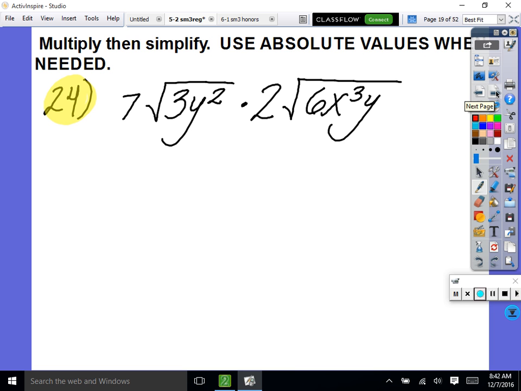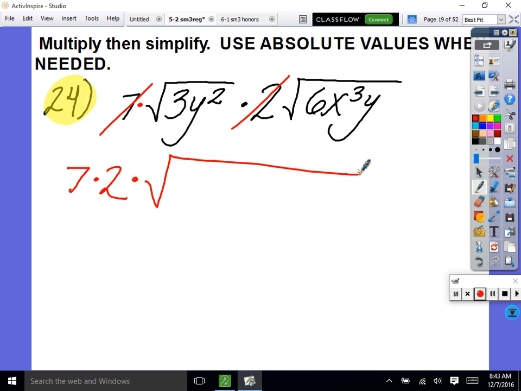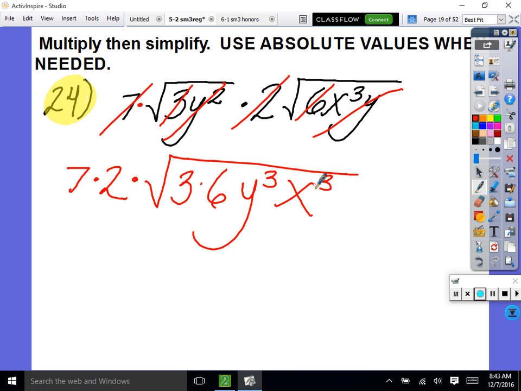24. Notice, we're multiplying some stuff here, but notice there's a 7 and a 2 already on the outside. Don't let that throw you off, because multiplication can be reordered in any order. So just think of this as 7 times 2 times the square root. Now we can put them under the same root. So we have a 3 times 6. We have a y squared and a y. That's y cubed. And then x cubed. So now I can simplify it. But do you see how really it's not bad? You just look at it in sections.